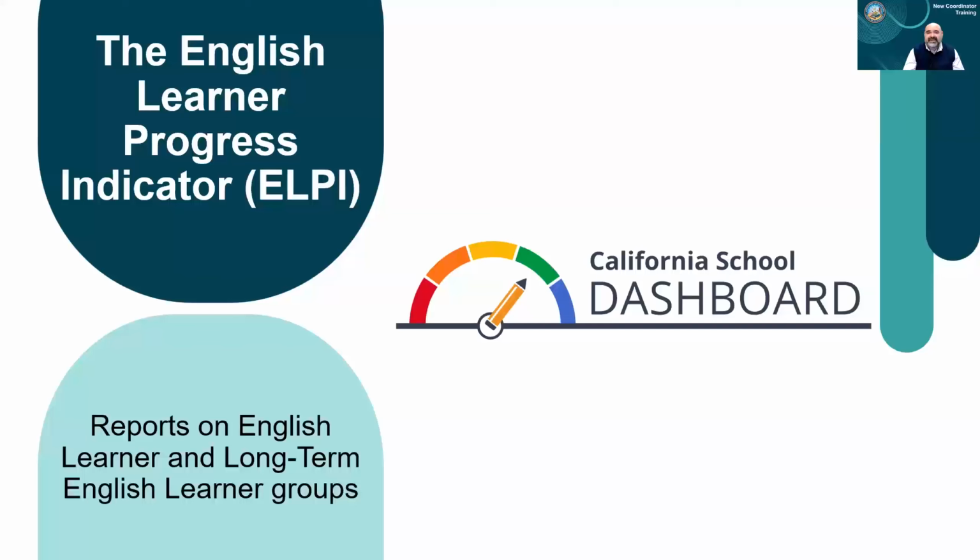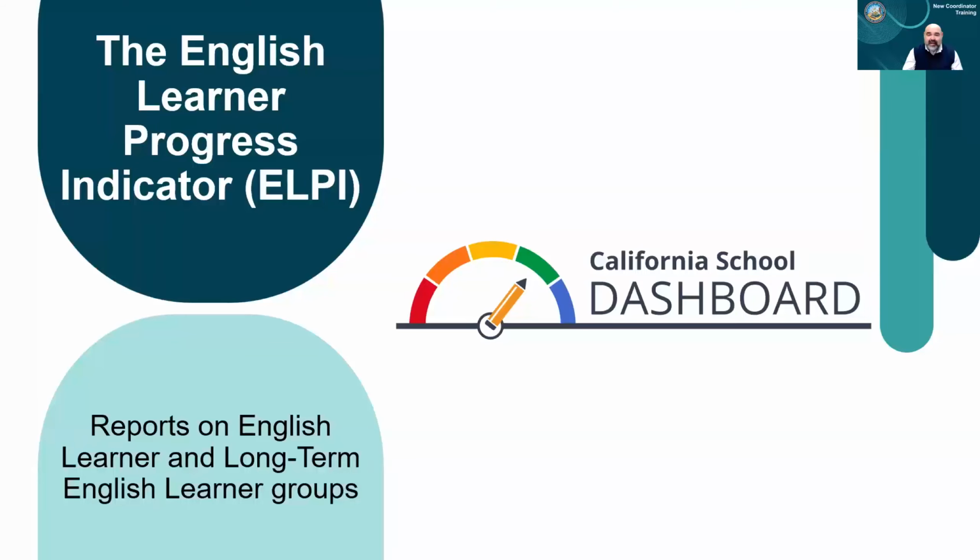Let's dive a little deeper into another indicator, and that is the English Learner Progress Indicator, or, as you'll also hear it referred to, the ELPI. This indicator, reported on the California School Dashboard, applies to districts and schools with English learners in grades 1 through 12. It represents the percentage of English learner students who are progressing towards English language proficiency. The California Department of Education measures progress towards English language proficiency by comparing the English learner students' results from the most recent summative ELPAC and summative alternate ELPAC to the prior year summative ELPAC and summative alternate ELPAC results.